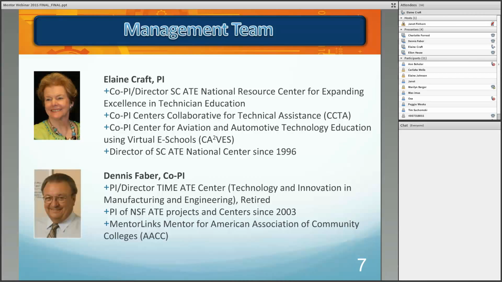On this slide, there is the principal investigator. It's my privilege to have that role. And my colleague, Dennis Faber. Dennis is based in Maryland, and he is a co-PI for the project. He brings to the project years of experience as an ATE Center Director and PI, as well as other NSF work. In addition, Dennis and I worked together on other mentoring projects for NSF before Mentor Connect was funded.